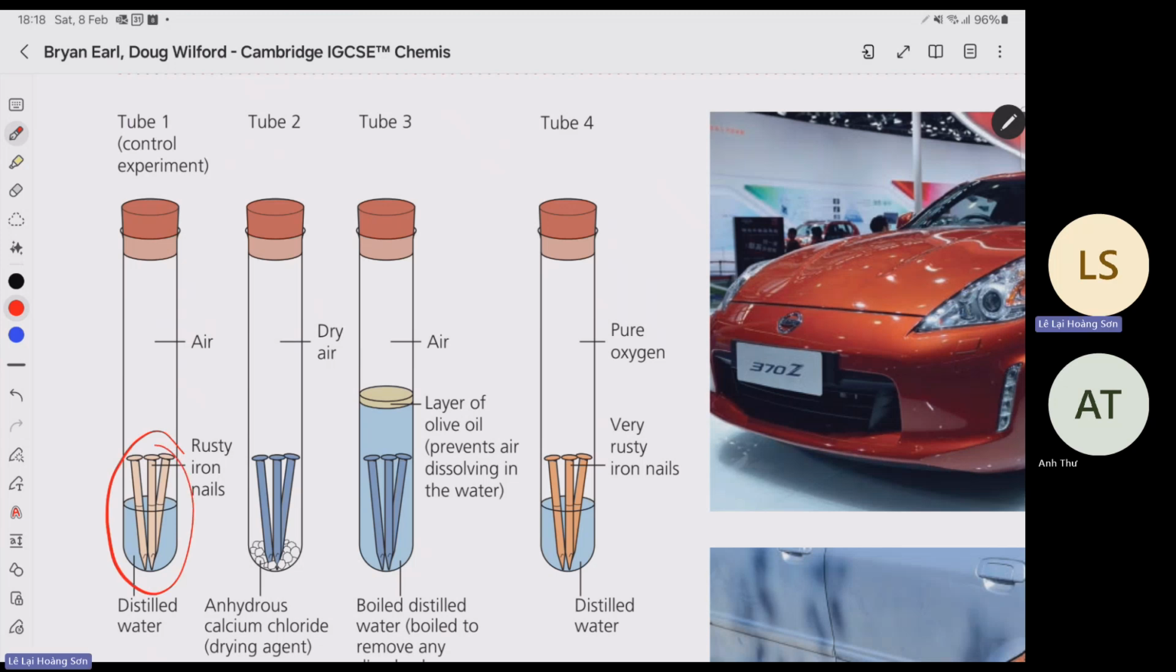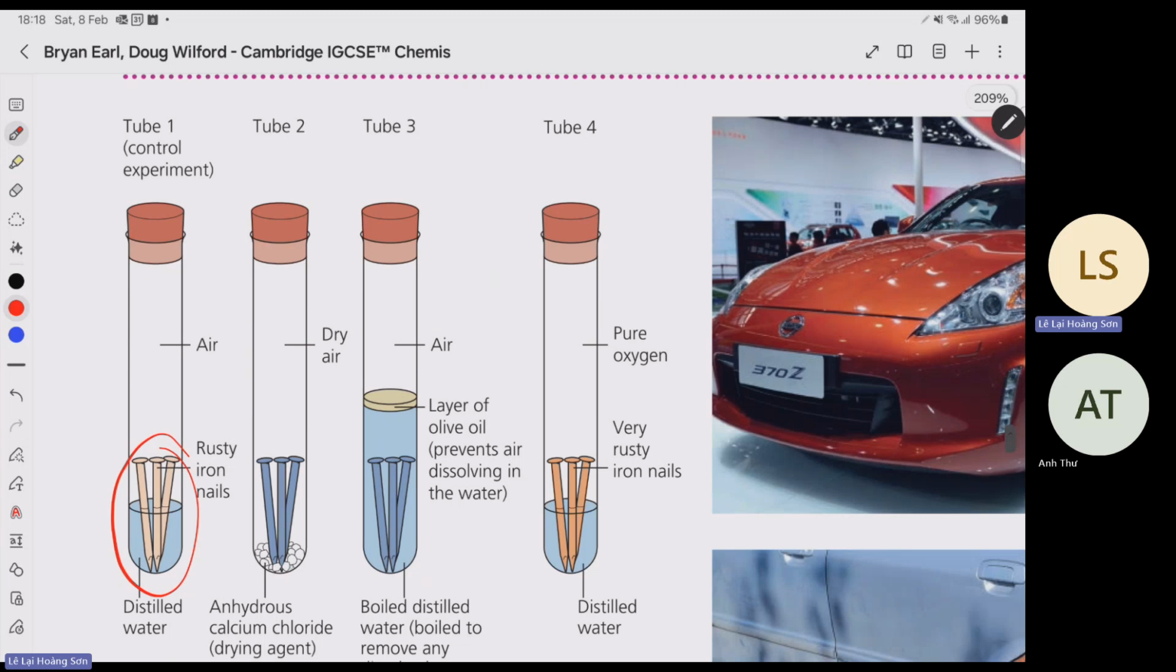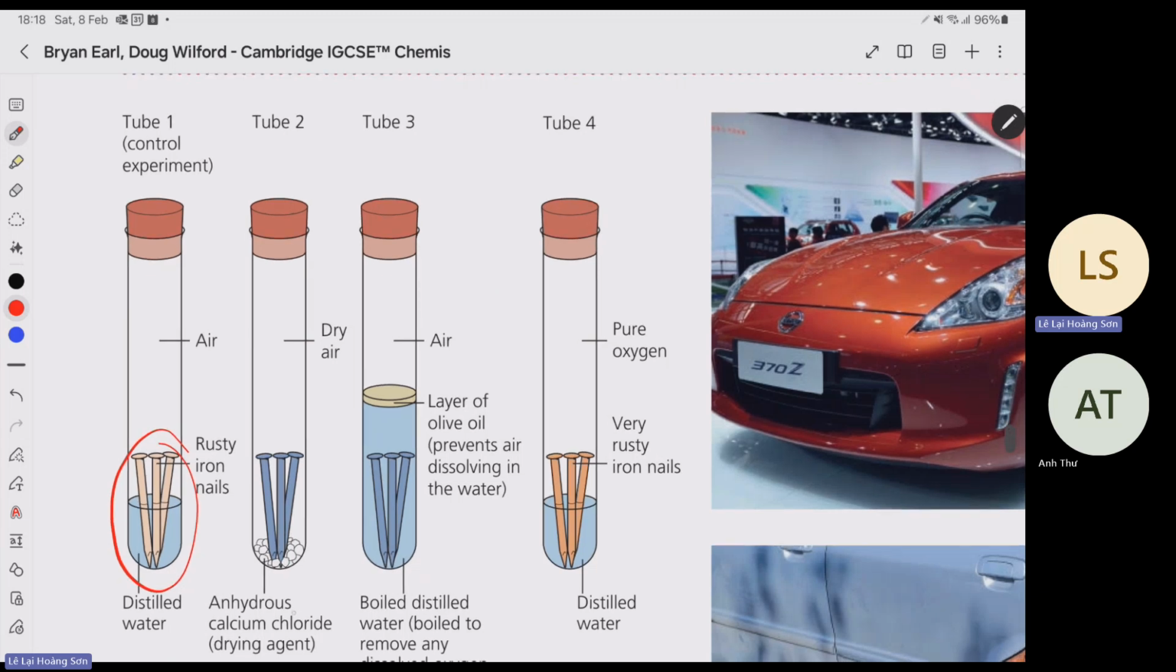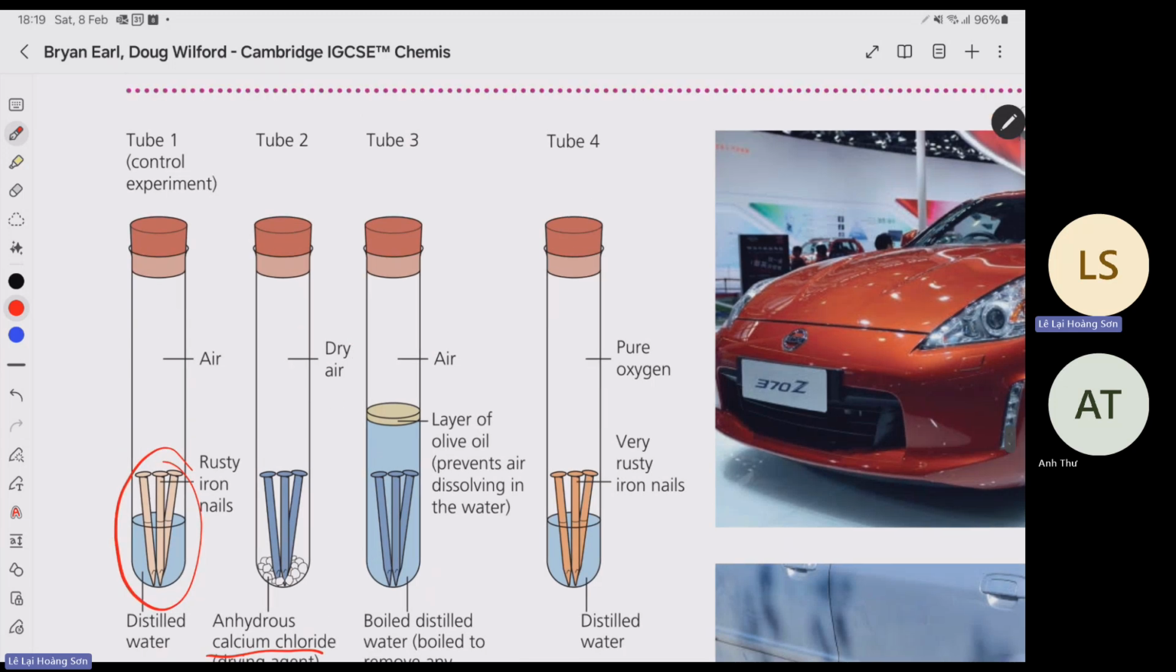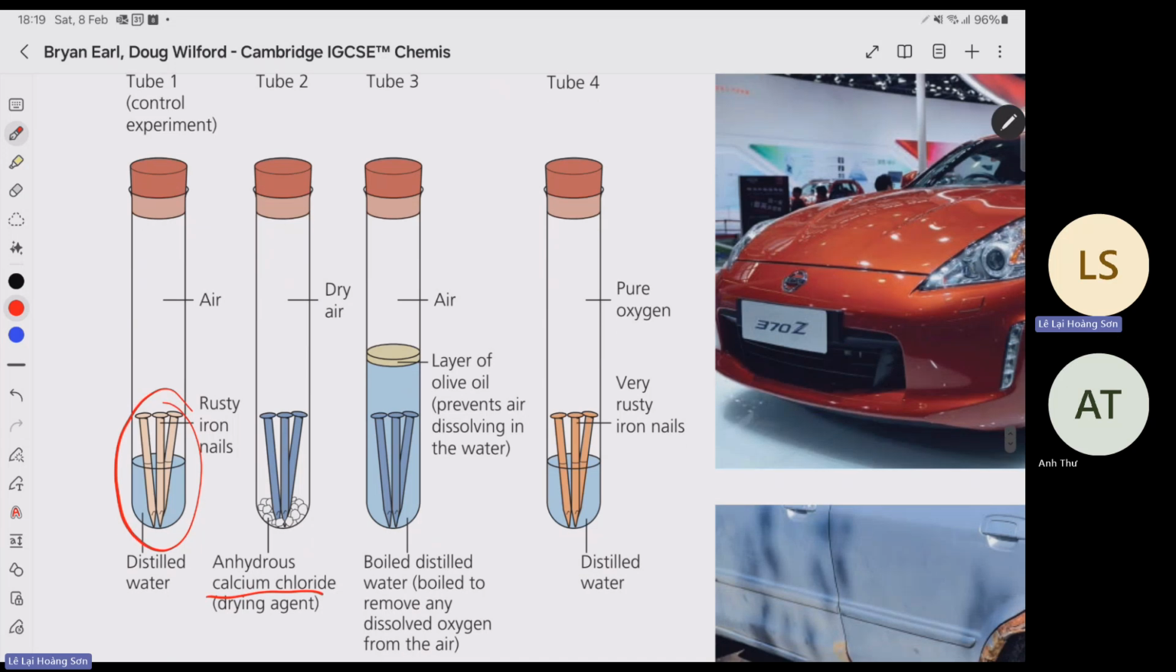Okay, and then we're gonna repeat the same reaction in tube two, but this time you're gonna put in calcium chloride salt, in the solid form. It will absorb all the moisture inside. All right, we just have dry air, but we don't have water because all the water is absorbed by anhydrous calcium chloride, which is a solid, and it will absorb all the moisture.